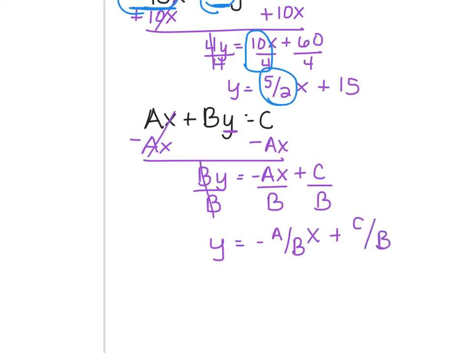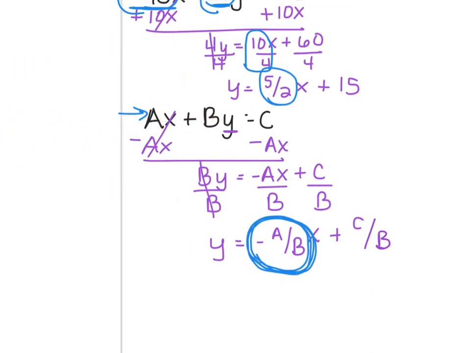I don't really care about that c over b right now. What I really want you to see is the slope. Okay? This right here, this negative a over b, that's your magic trick for finding slope when your equation is written like this. Okay? So that's what I was getting at back here.